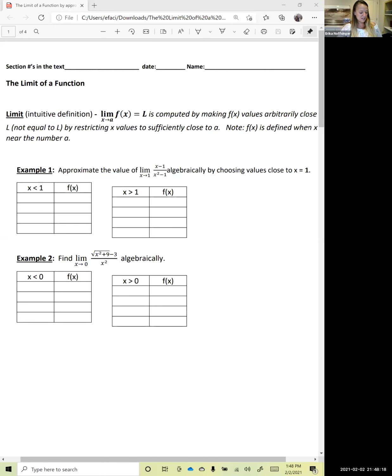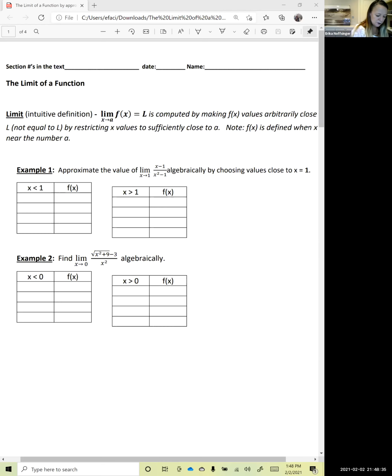Okay, so we just looked at what was happening when we were looking at a limit graphically as you approach some value, and if it exists or not. So now we're going to look at this algebraically. And so first of all, let's just go through the definition again, the intuitive definition.